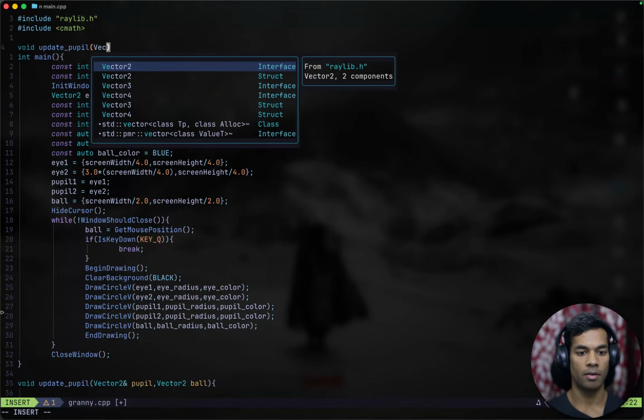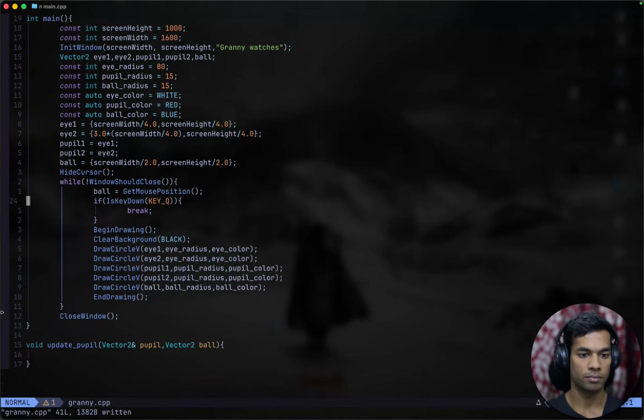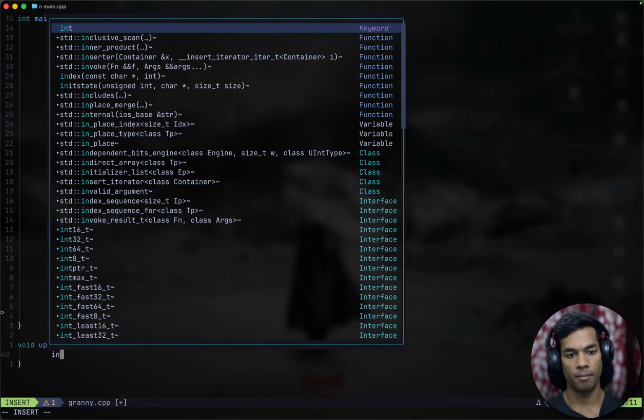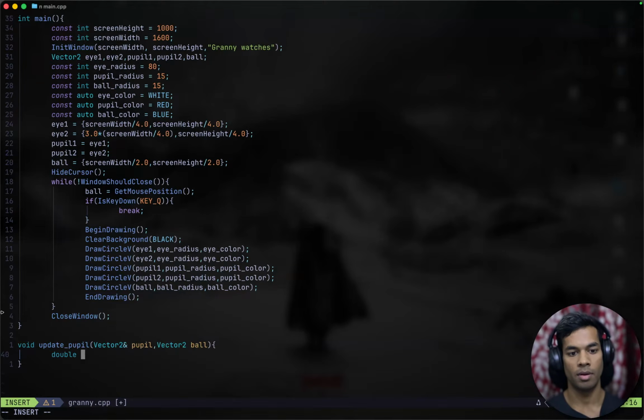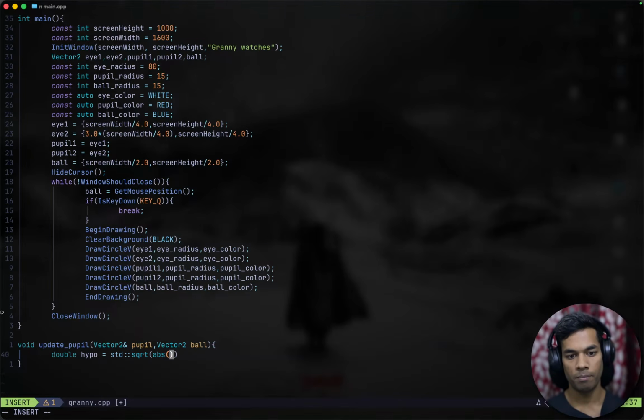Pupil and vector 2 reference and a vector 2. And yes, pupil. Okay, not int. Hypo equals standard square root of absolute difference of ball comma y minus pupil comma y.